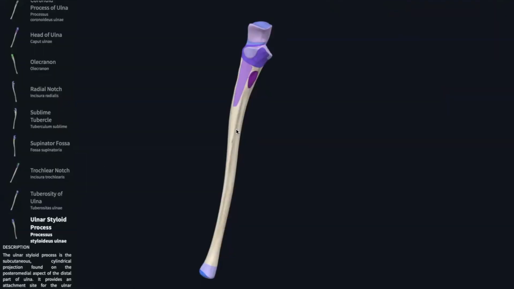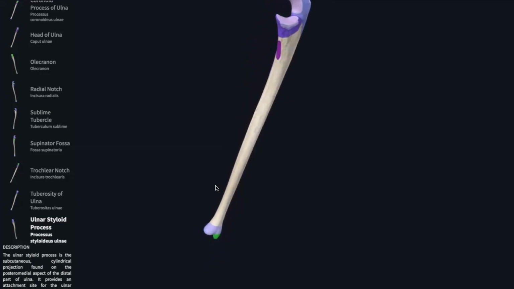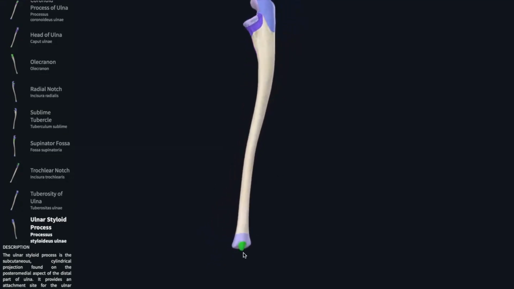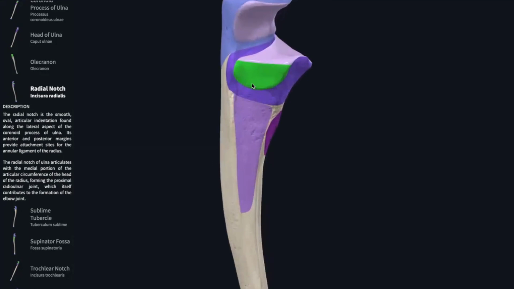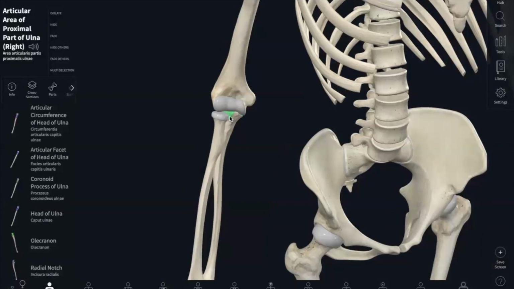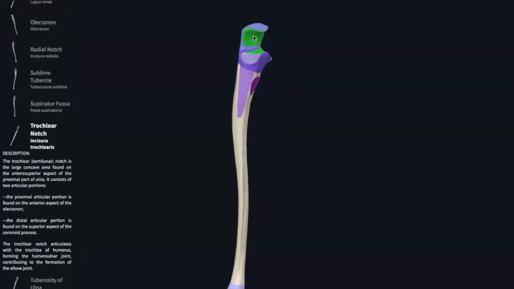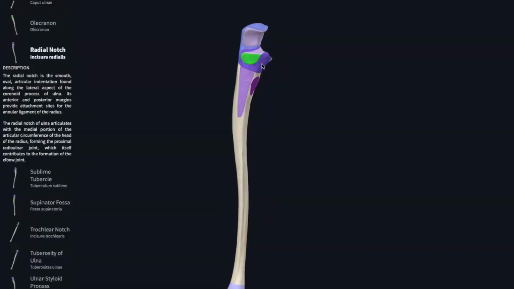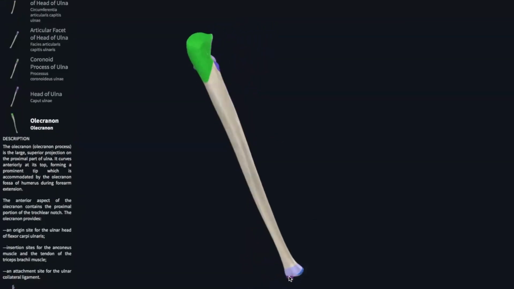It's where the trochlear notch of the ulna actually connects. We can move it around to the posterior side, and that is where the styloid process of your ulna is. It's going to be near your carpals. And finally is the radial notch of the ulna, and it's going to be right here. That is where it articulates with the radius. Okay, a little speed run. So this is going to be your trochlear notch, radial notch, coronoid process, olecranon, and your styloid process right here.